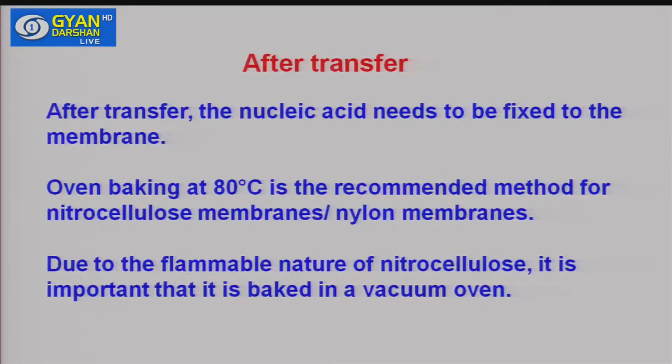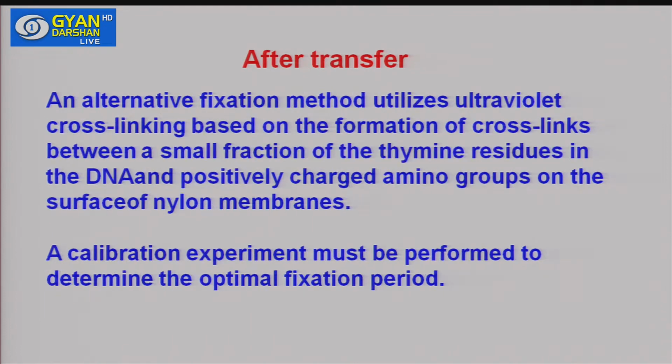So the next step after transfer is that the nucleic acid needs to be fixed to the membrane. Before going for the hybridization, another step has to be done. That is, you need to fix it to the membrane. And here we use two techniques. One is oven baking at 80 degrees centigrade, which is the recommended method for nitrocellulose membrane. But due to the flammable nature of nitrocellulose, it is important that it is baked in a vacuum oven.